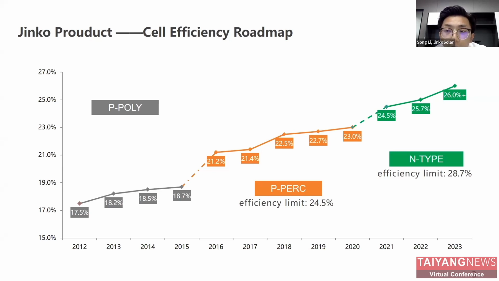And our Jinko broke the world record of 24.7 last month. What's more, the mass production efficiency of our Jinko N-type cell has reached 24.7%, which has already exceeded the upper limit of P-type. This is why we say the N-type module is better and more efficient, not only in the future development, but also in the present.